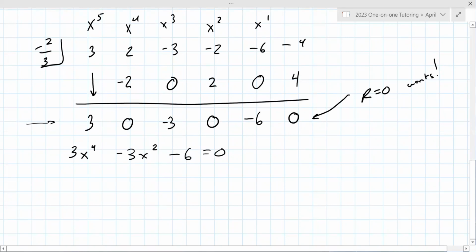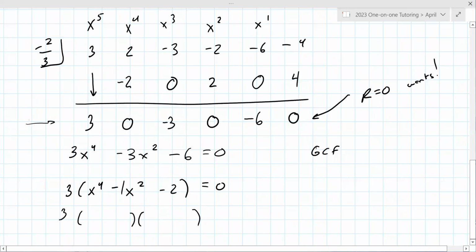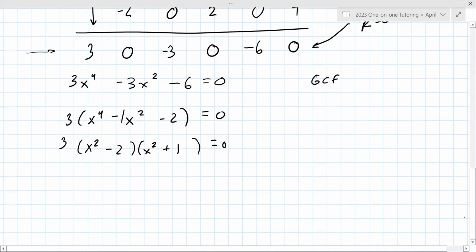So at first glance, maybe you're not sure that you can factor this. You always try a GCF of 3 here. So you have x to the 4th minus x squared minus 2. The inside part does factor. So you're looking for two numbers that multiply to -2, but add to -1. That's -2 plus 1, like that. And then you set each of the new factors equal to 0.